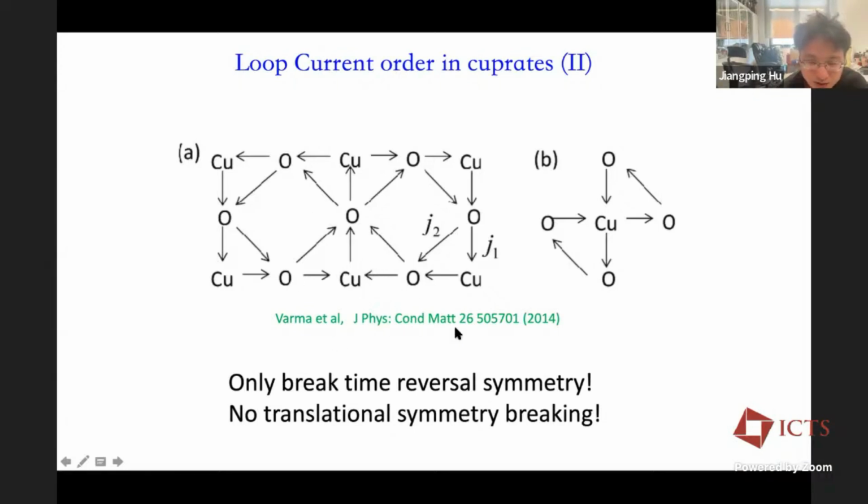Okay, so this loop current in cuprates does not break the lattice translational symmetry. So it's hidden in each unit cell. The key observation will be that this will only break the time reversal symmetry, with no translational symmetry breaking.